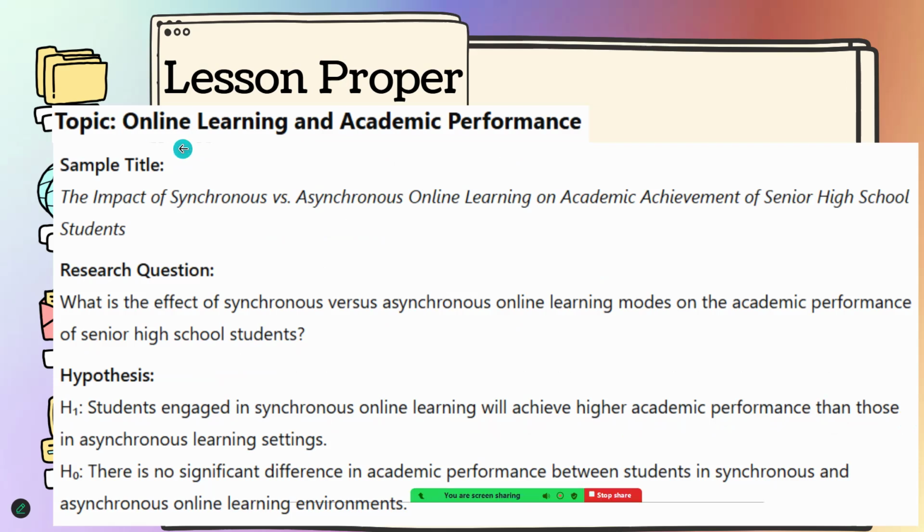So the first topic is online learning and academic performance. A sample title is the impact of synchronous versus asynchronous online learning on academic achievement of senior high school students. And the research question will be, what is the effect of synchronous versus asynchronous online learning modes on the academic performance of senior high school students? So that is your research question. You can also create additional research questions.